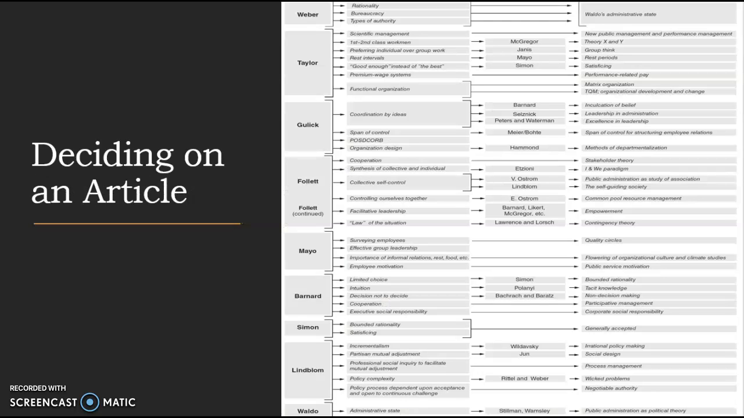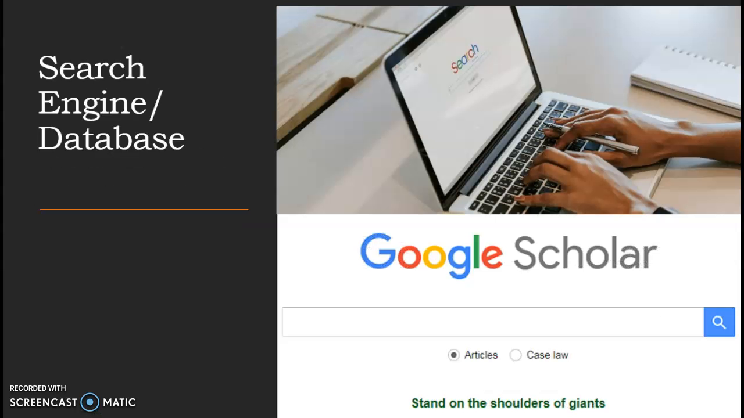I found this great matrix online that lists the theorists that we've learned over the course of 5 weeks, their ideas, and how those ideas interacted or related to other theorists that we've learned. I thought that this is a great tool to assist me with identifying which theorists I wanted to learn further information on. Step 2. Search engine and database.